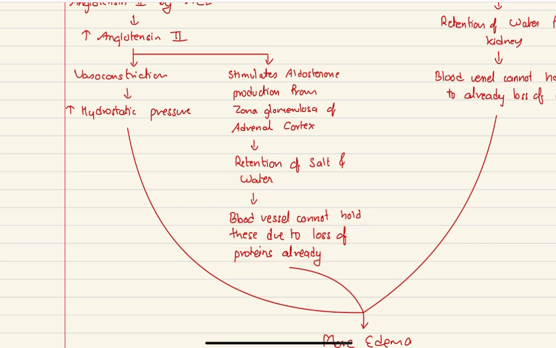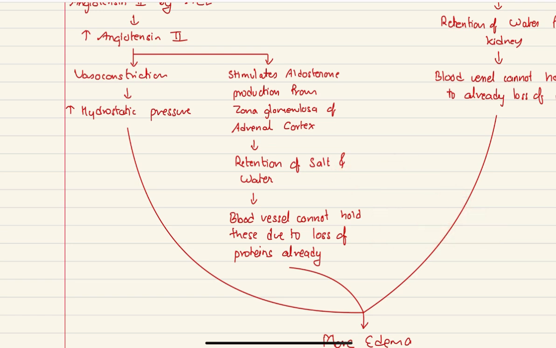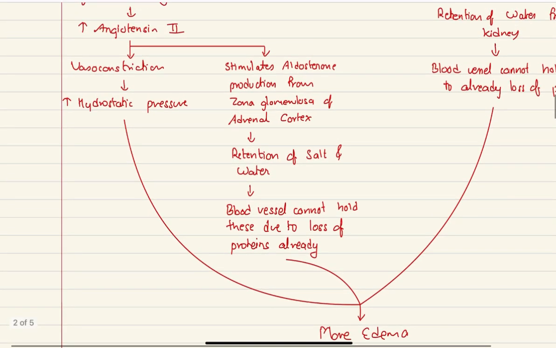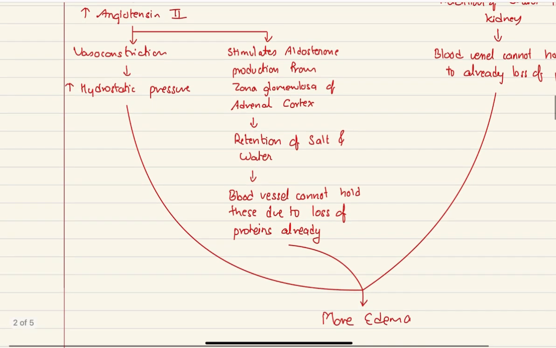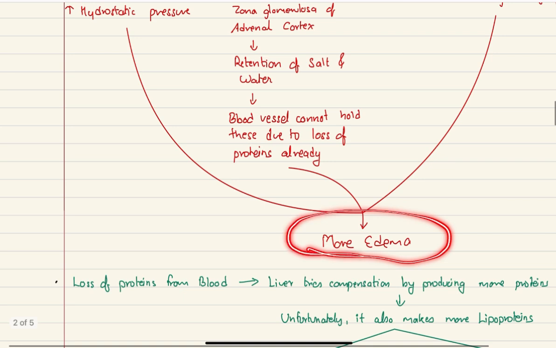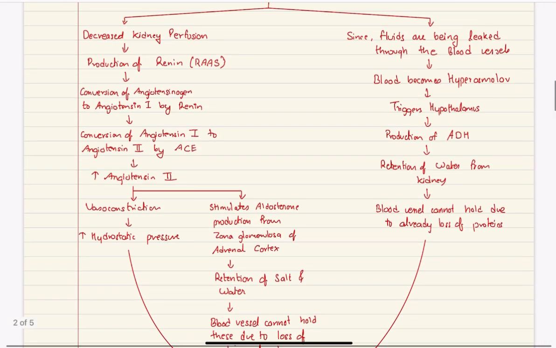In nephrotic syndrome, where there is already loss of protein, there is no oncotic pressure to hold this salt and water inside the blood vessels. Hence, whatever salt and water were retained by the aldosterone will also eventually start leaking out. So all these actions by angiotensin 2, the increase in hydrostatic pressure and stimulation of aldosterone, eventually leading to blood fluid leaking out from the blood vessels, will cause more edema. So it's like a vicious cycle, a positive cycle. So the edema will keep on increasing.